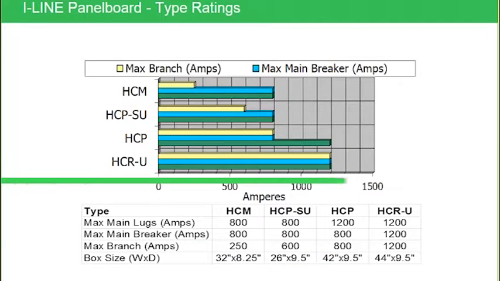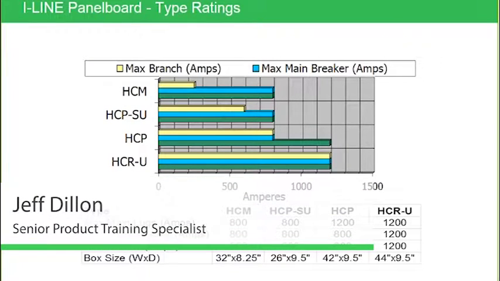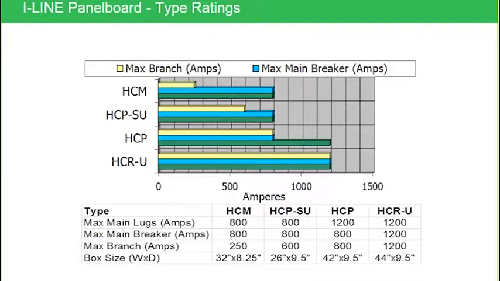is just a graph that shows the 4 panel board types for I-line side by side. That gives you in the tables the maximum values, whether it be main lug, main breaker, or branch breaker, as well as dimensional information. So it's a nice snapshot that just compares the 4 panel board types against each other, so to speak.